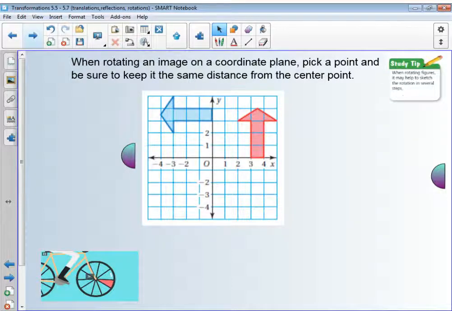The key thing when I'm checking for a rotation, when rotating an image on our coordinate plane, is that if we pick a point, we need to make sure to keep the same distance from that center point when we create our image. So for example, if I look at this red arrow, if I was converting from the red to the blue arrow, I should be on that axis line, and it looks to me like 3 boxes away at the bottom.